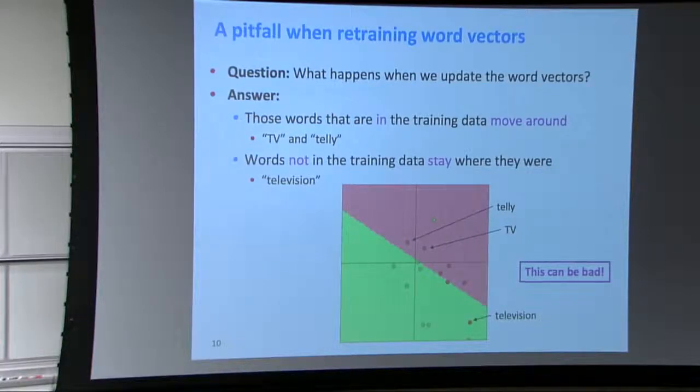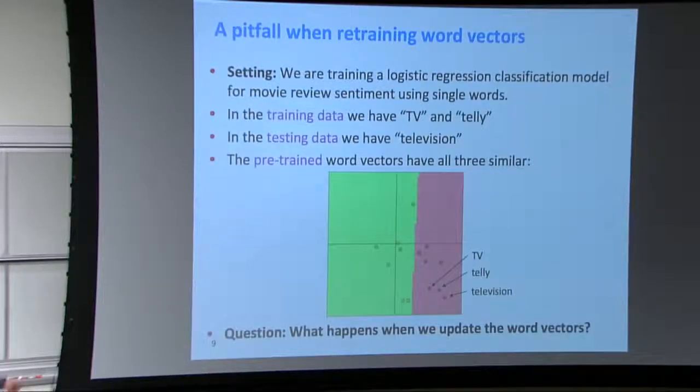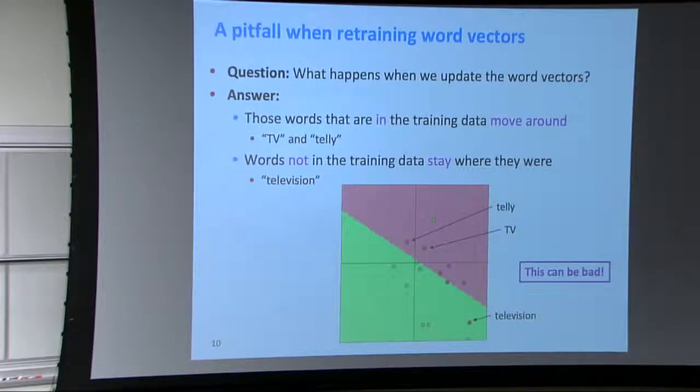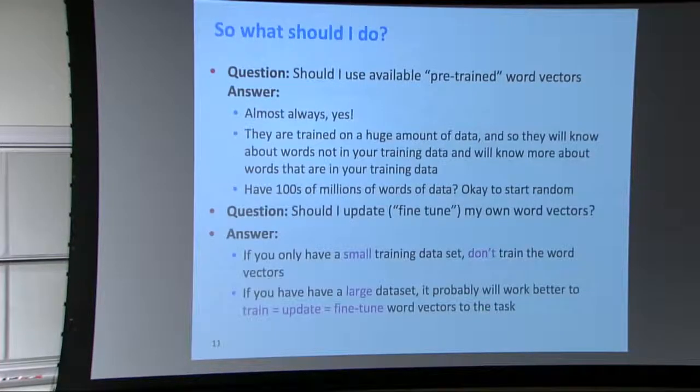Whereas if we hadn't changed the word vectors at all and had just left them where our word embedding learning system put them, then it would have said, television, that's a word that means about the same as TV or telly. I should treat it the same in my sentiment classifier, and it would actually do a better job. So it's two-sided whether you gain by training word vectors.